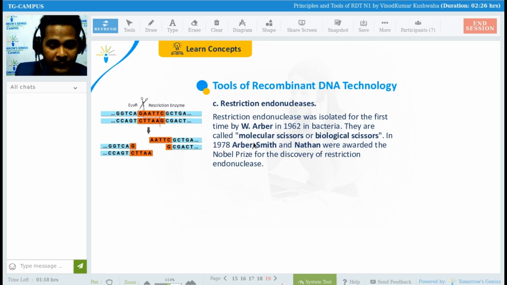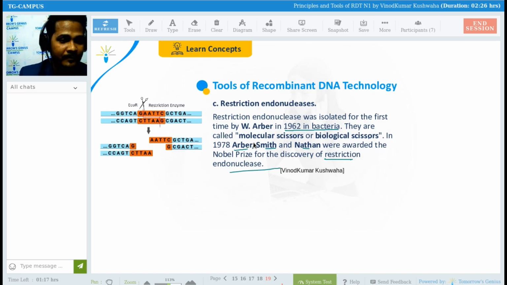which are called the molecular scissors or scalpel, were first isolated by W. Arber in the year 1962 in bacteria, and they called them molecular scissors or biological scissors. In 1978, Arber, Smith, and Nathans, I think so. I already told you about this. Three men got the Nobel Prize for their discovery of restriction endonuclease. Right? Yes or no? So that is important.